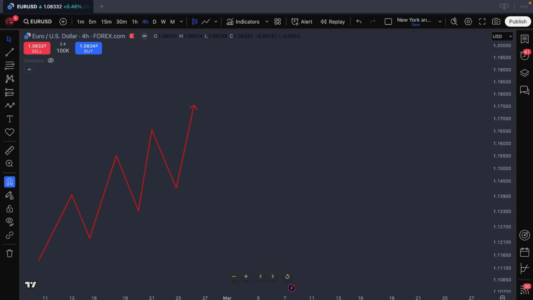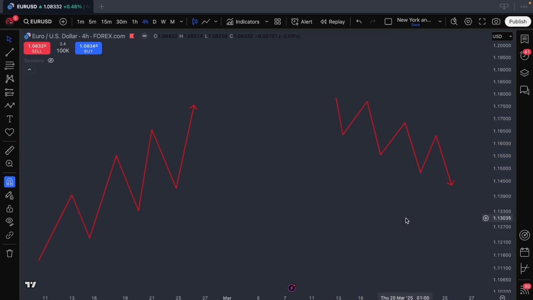Now, if it's a downtrend, and I will draw it for you, it will create a lower low, a lower high, a lower low, a lower high, a lower low, and a lower high. It always forms this formation. So there's always a lower low being formed and a lower high being formed. If it breaks past the lower high, then it's no longer a downtrend.